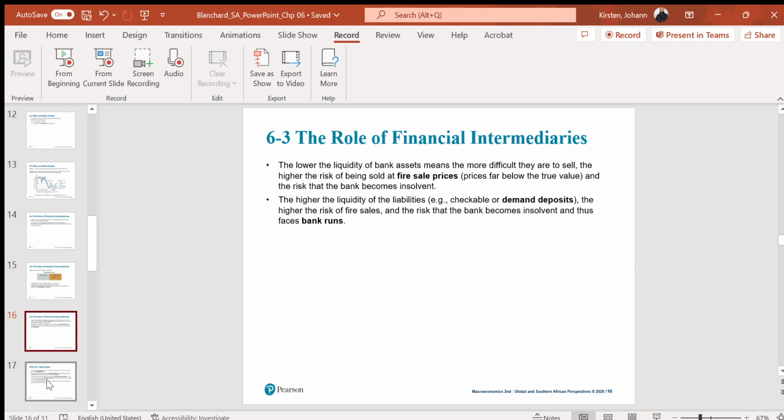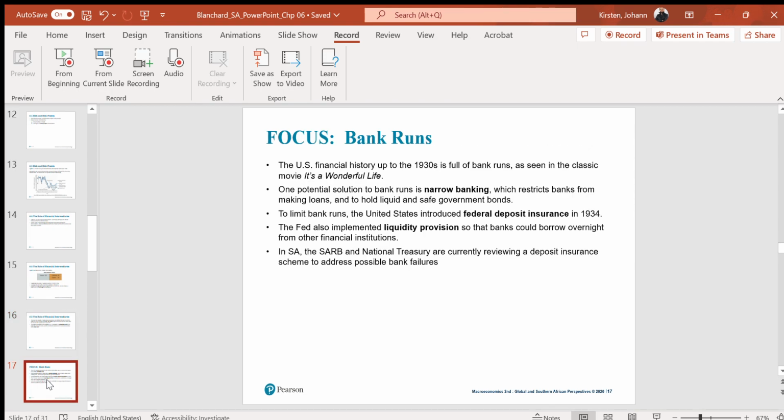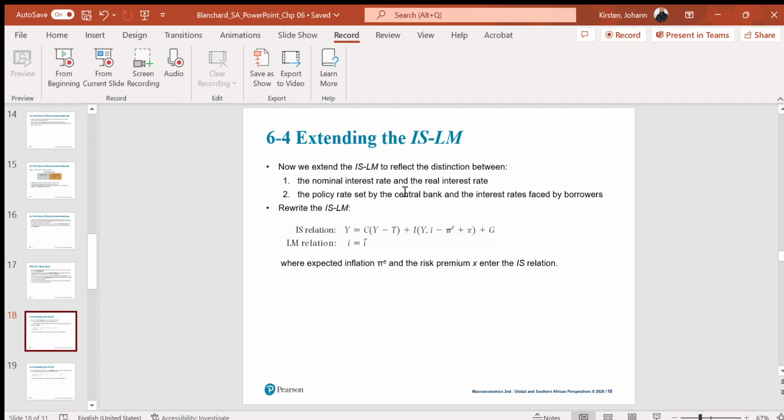In terms of the riskiness, that's just good to understand when you think about interest rates and risk premium. You can go and read this section on bank runs, how it works. But again, that example of me going to get my money out is just a good example of that. Please go and read through these focus points. Okay, now I'm going to go to the last section of this chapter, which is extending everything to the IS-LM model to see how you can really apply this practically to the IS-LM model.